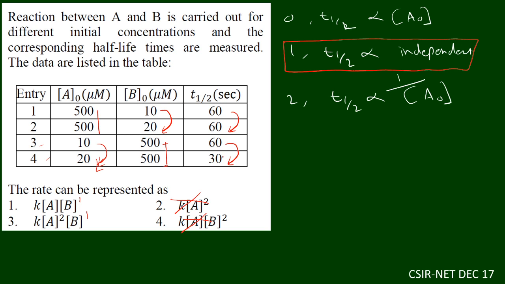Okay, 30 to 60 to 30. That is, it is inversely proportional. When the initial concentration is 10, its half-life is 60 seconds, and when the initial concentration is 20, its half-life is 30. That is inversely proportional, and this inverse proportionality is for a second order reaction.